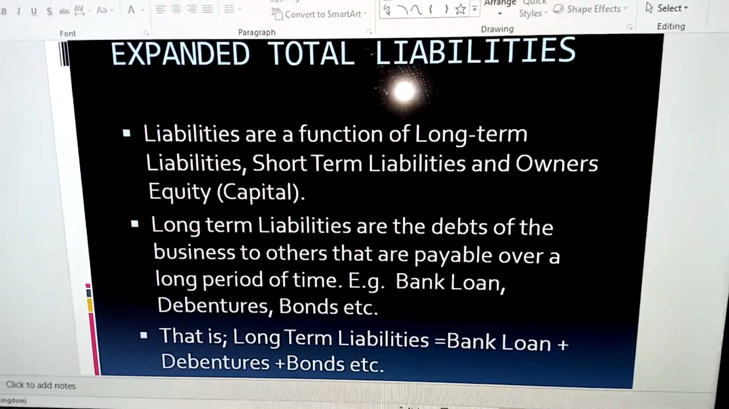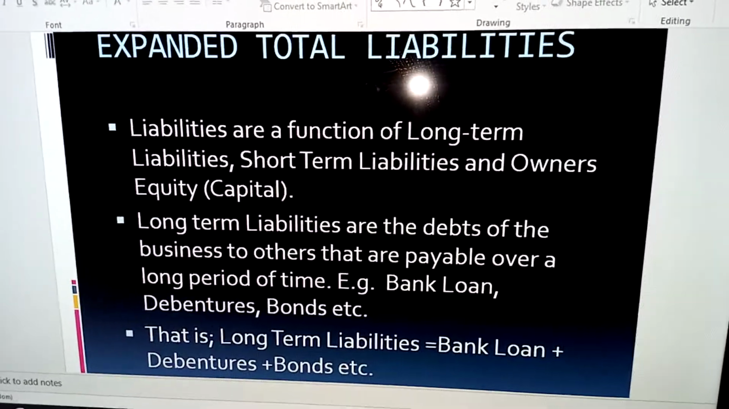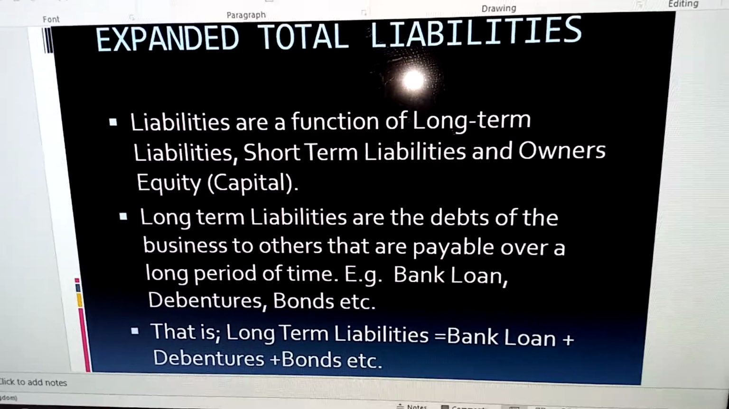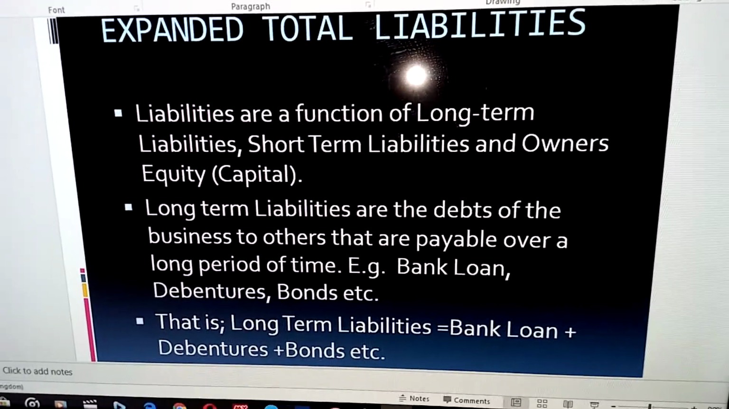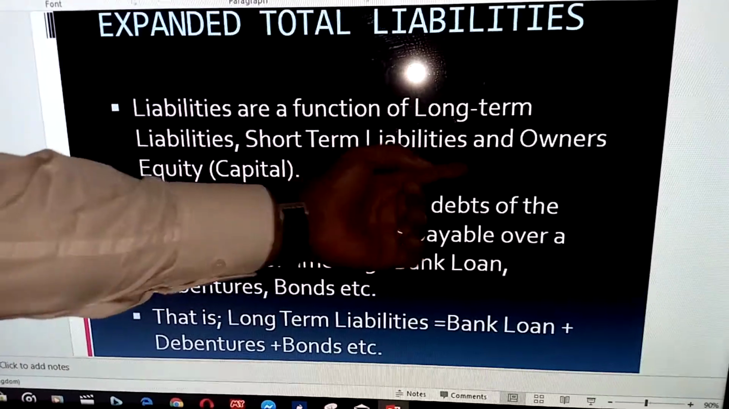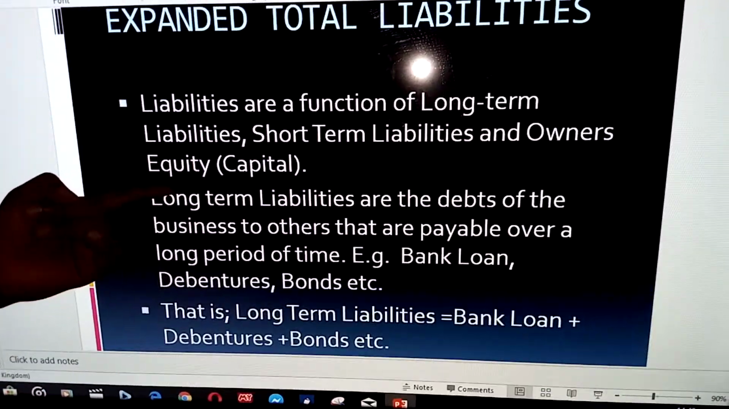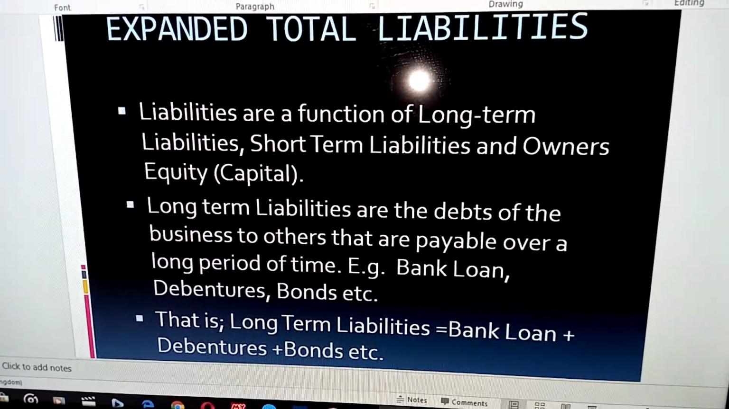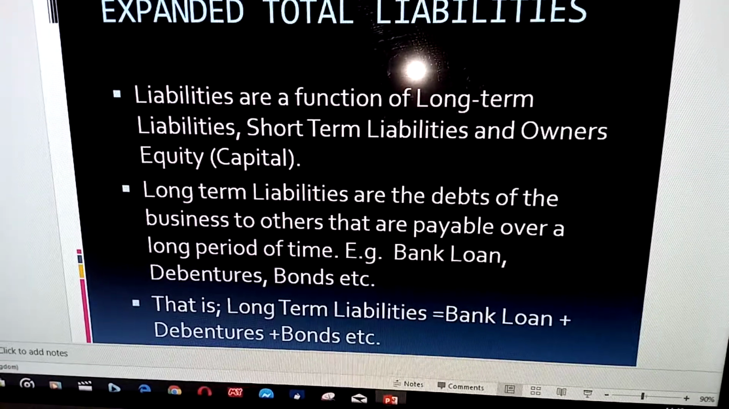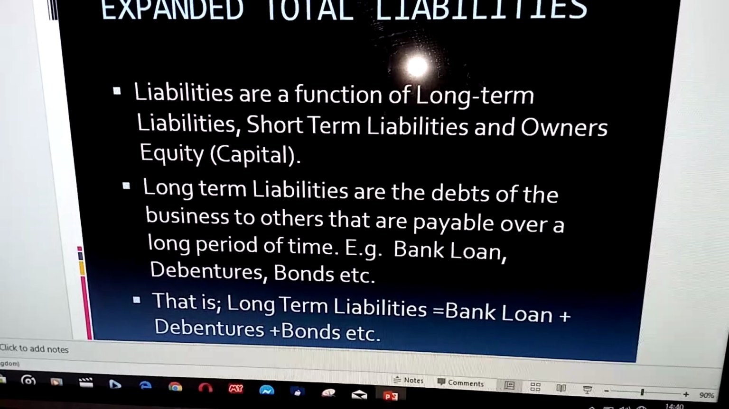Now, let's expand our liabilities. We already know that our liabilities are the debt that the business is owing others, okay? So, liabilities are a function of what? Long-term liabilities, short-term liabilities, and owner's equity. Now, the long-term liabilities are debts of the business that are payable over a long period of time. Say bank loan, debenture, bonds, and all that.